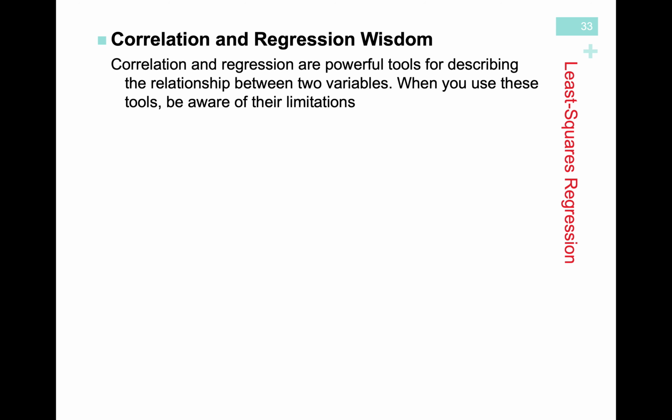Correlation and regression wisdom. Yes, wisdom is important. Correlation and regression are powerful tools for describing the relationship between two variables, but you should be aware of their limitations. Like we've talked about, statisticians like to lie. They like to finagle the data in such a way that makes it sound like what they want it to sound like.